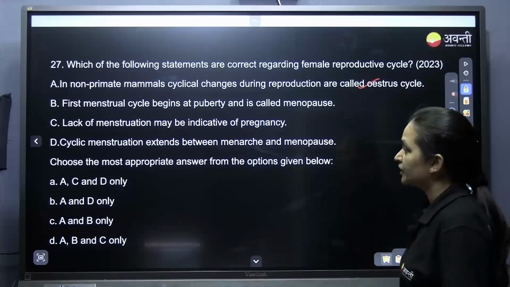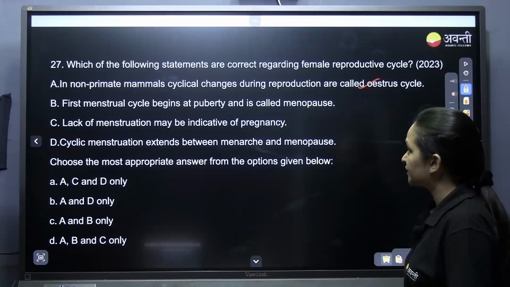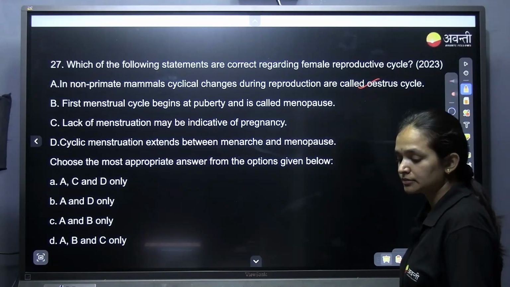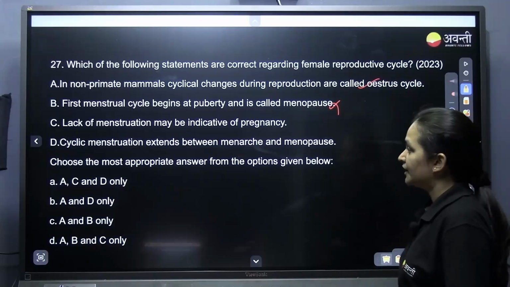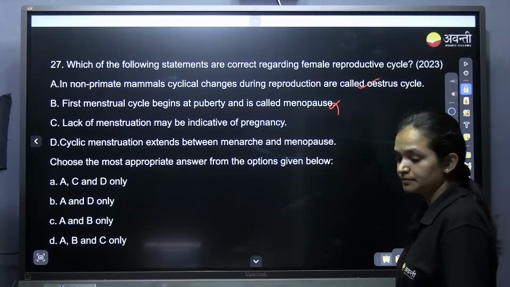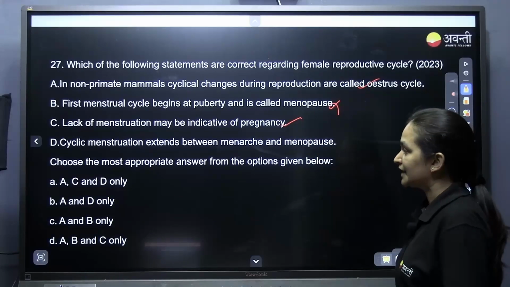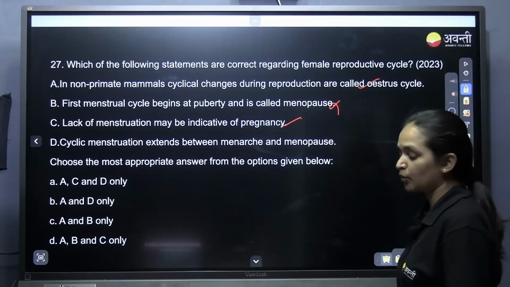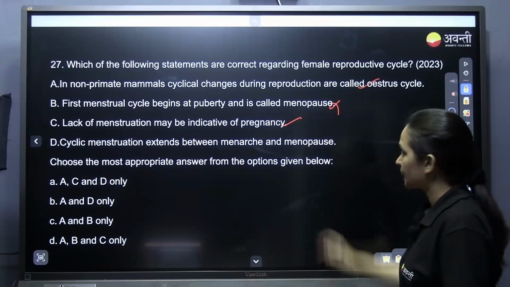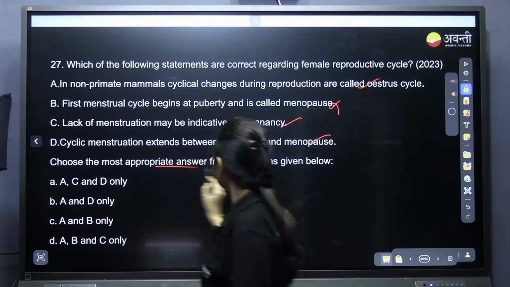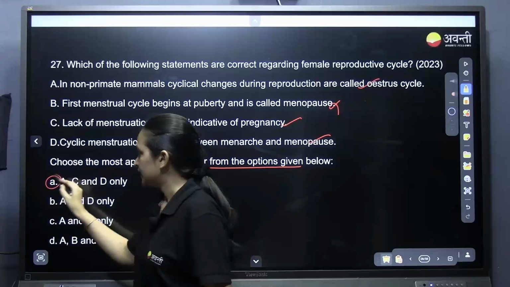This is correct. First menstrual cycle begins at puberty and is called menopause. Lack of menstruation may be indicative of pregnancy. Cyclic menstruation extends between menarche and menopause. So A, C, D are correct. A is the correct answer.